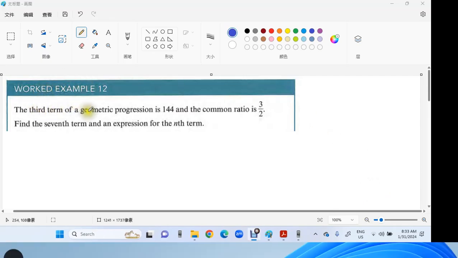The third term of a geometric progression. Okay, so for this chapter, when you do the exercise, make sure you read the question carefully, whether it is a geometric progression or an arithmetic progression. So it is a GP. The third term T3 is 144, and the common ratio is 3 over 2. The question asks us to find the 7th term and the nth term.